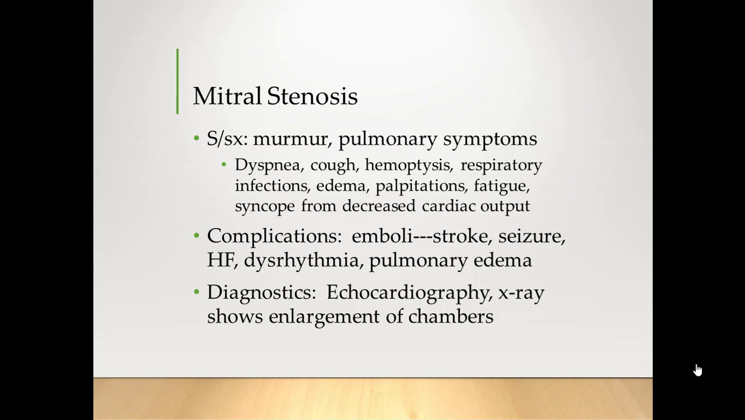All right, so signs and symptoms of mitral stenosis. There's that murmur again, because anytime there's issues with the valve, we're going to hear a murmur first. Then we're going to see some pulmonary symptoms like shortness of breath, cough, maybe hemoptysis, recurrent respiratory infections. You might see some pulmonary edema or palpitations, fatigue.